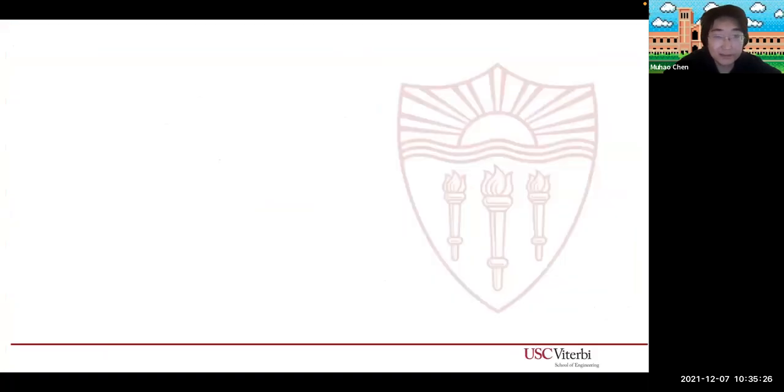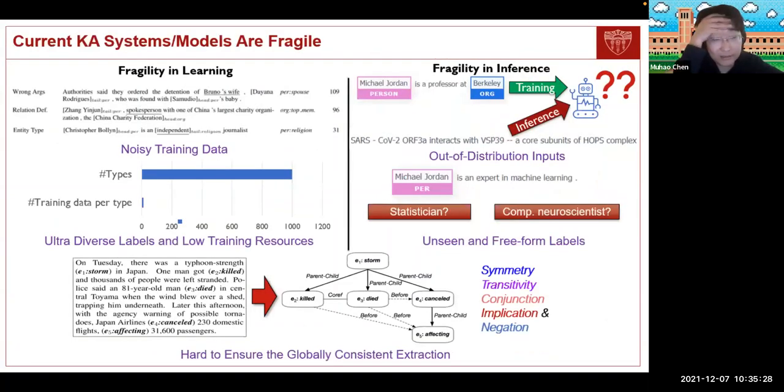Next, please. However, currently, knowledge acquisition systems or models are far from being robust. They have different kinds of fragility in both the learning and the inference phases. For example, in learning, annotating this kind of structure, involving both lexical concepts and relational structures on the document, is a very hard, hard to articulate annotation task, which means that necessarily we are dealing with noisy and also incomplete training data here.